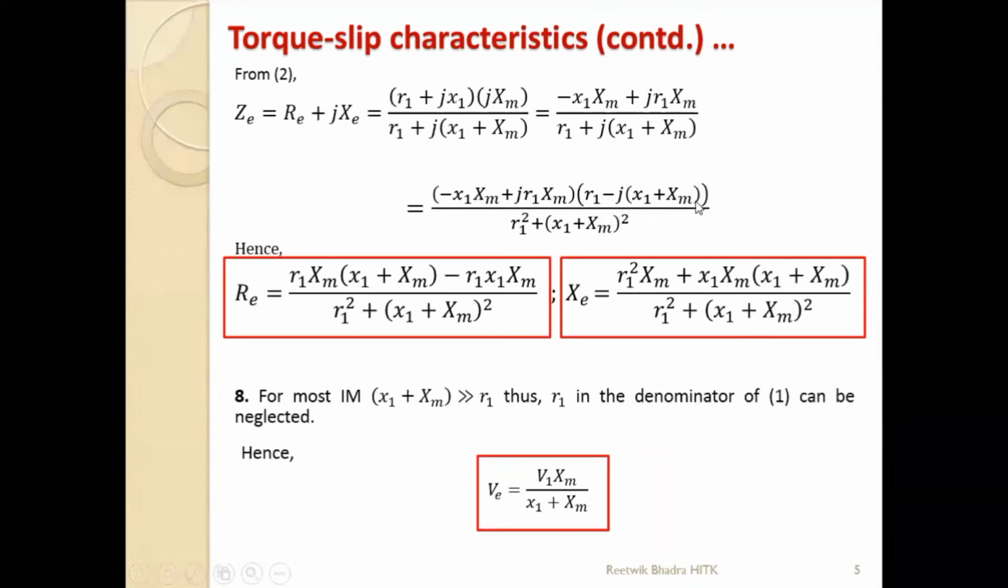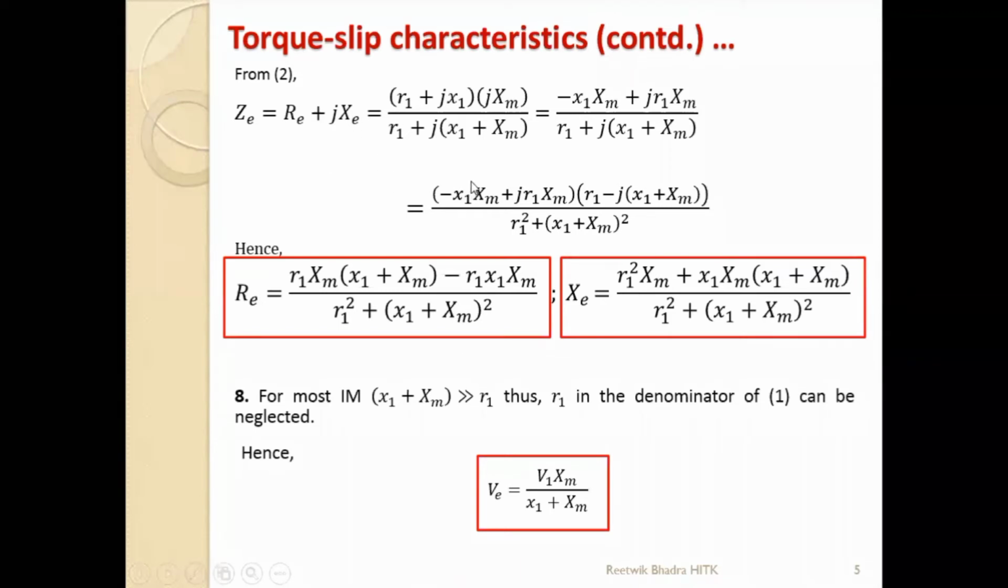Now, what we have to do next is separate our RE and JXE. See, the lower term is constant. The denominator is constant. So for RE and XE, we don't have to care about the denominator. So both will have the denominator R1 square plus X1 plus XM square. Only thing what will be, RE will be the real part of this, and XE will be the imaginary part of this, because it is associated with J.